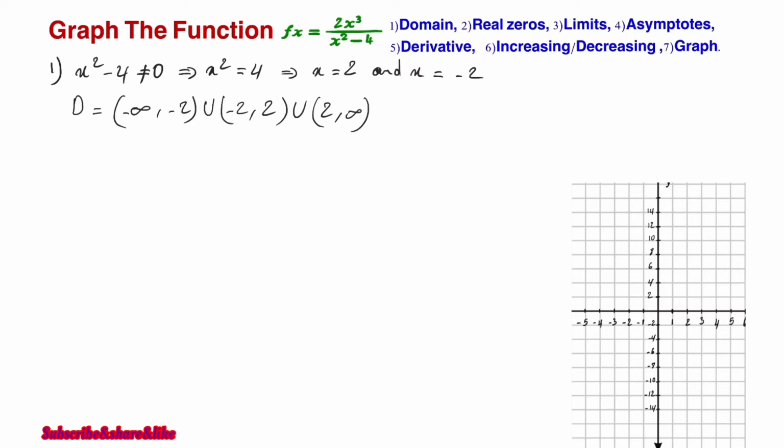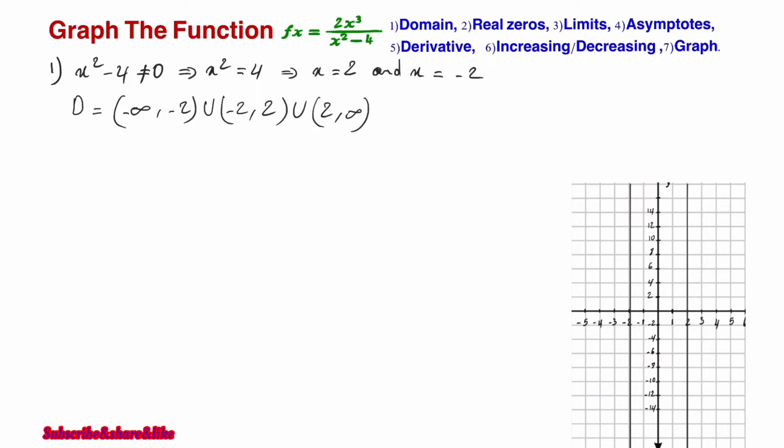What this tells us is that this function is defined for all numbers except 2 and negative 2. Therefore, x equal 2 and x equal minus 2 will be vertical asymptotes. So let's write it here, so we will have more information about this function. x equal 2 and x equal negative 2 are asymptotes for this function.